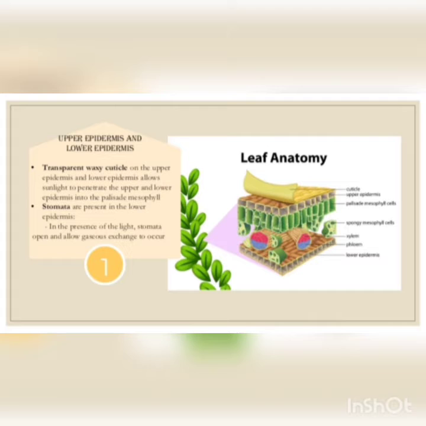Transparent waxy cuticle on the upper and lower epidermis allows sunlight to penetrate the upper and lower epidermis into the palisade mesophyll. Stomata are present in the lower epidermis. In the presence of light, stomata open and allow gas exchange to occur.